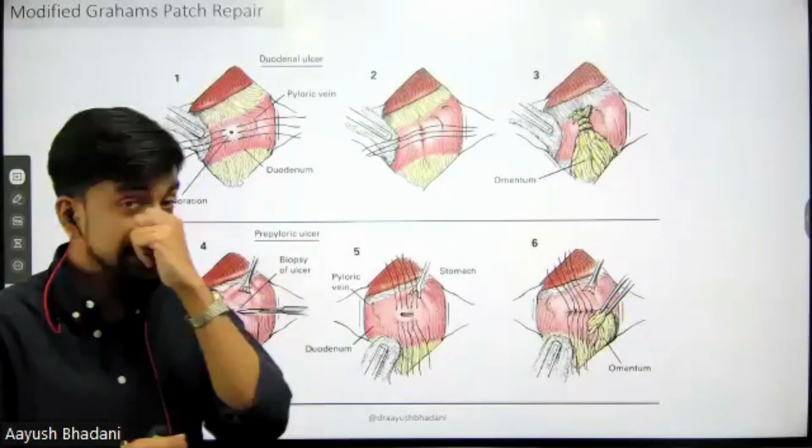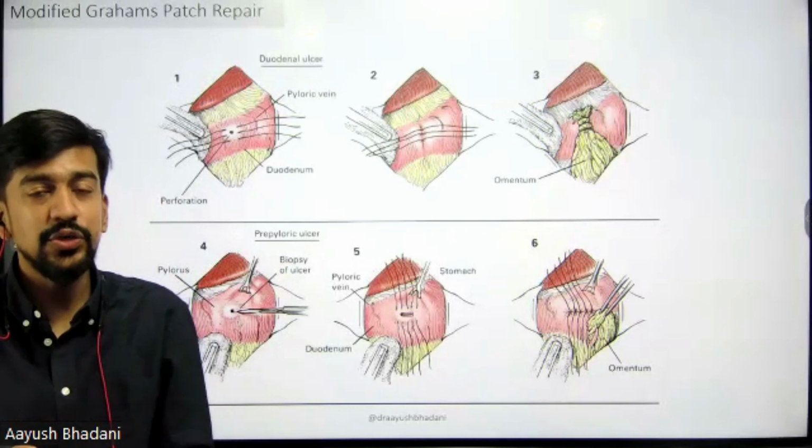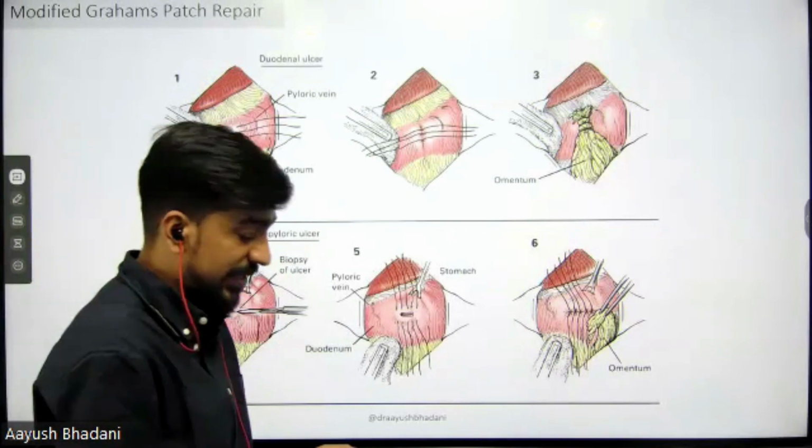So the next question is, which is the most common artery which bleeds in a duodenal perforation? Let's see if I have that answer from all of you.